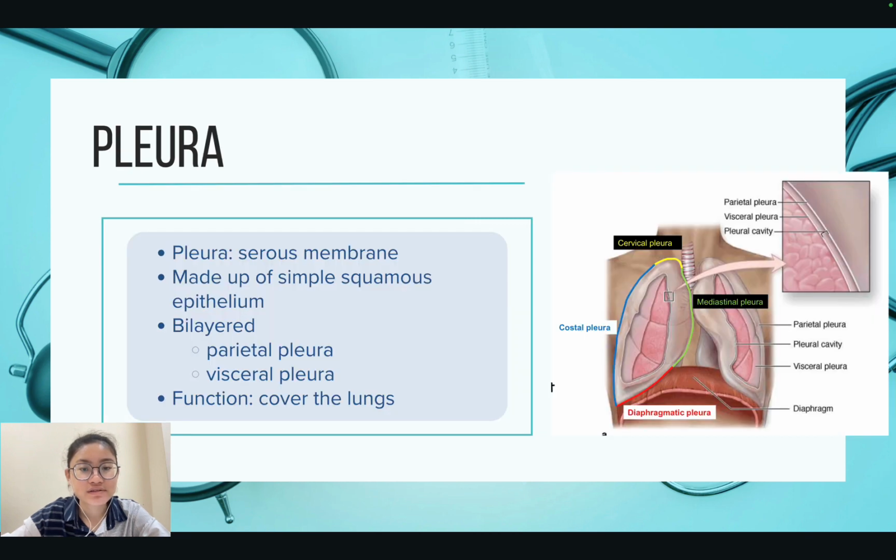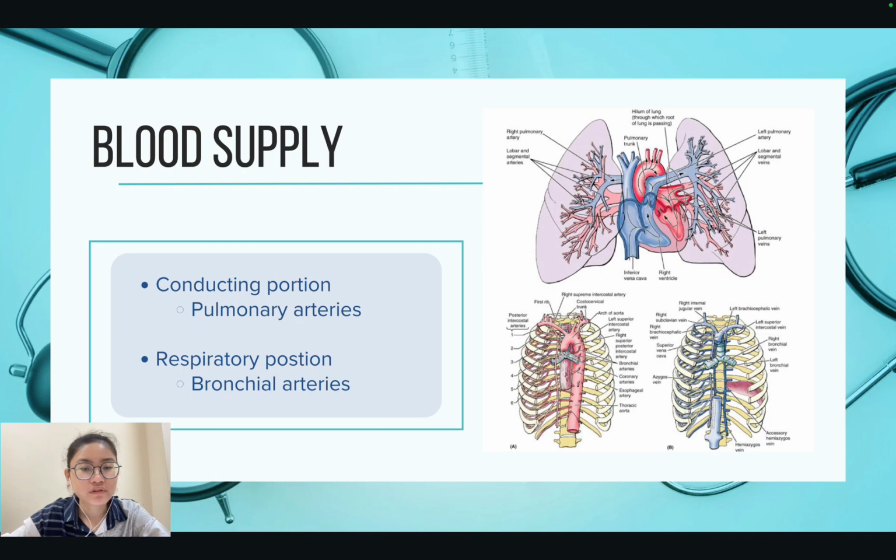The pleura is a serous membrane. It is made up of simple squamous epithelium. The bilayer pleura consists of parietal pleura and visceral pleura. The main function of the pleura is to cover the lungs and provide a slippery but not sticky surface, and thus allow the expansion and deflation of the lungs in the thoracic cavity, while the pleural cavity is the cavity that lies between the layers of pleura. The conducting portion of the respiratory tract is supplied by the bronchial arteries, while the respiratory portion is supplied by the pulmonary arteries.